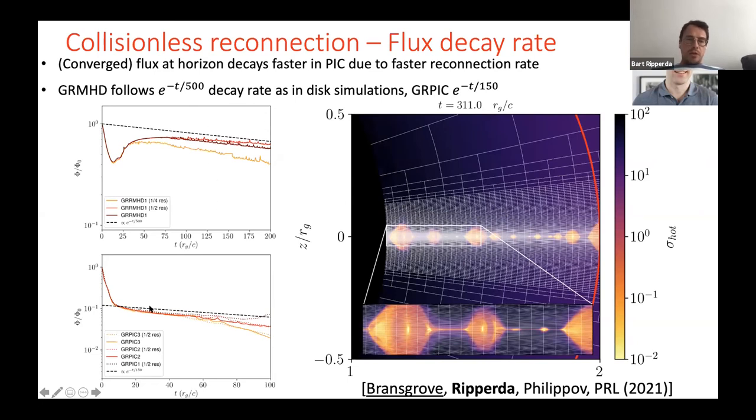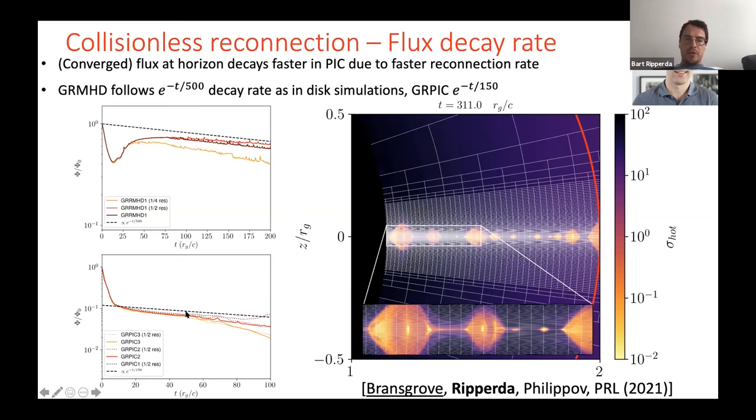And if you then measure the same in the GRPIC simulation, you see that it goes with e to the minus T over 150. So it's indeed a factor of a few faster. And this is exactly the difference in the reconnection rate that gives you this faster flux decay.